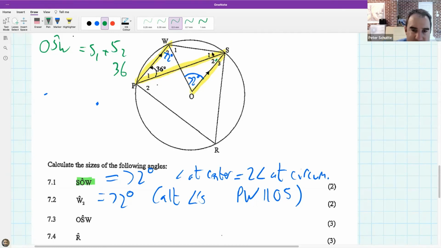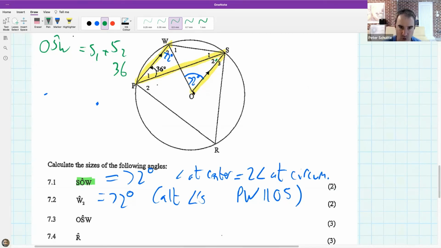How can we get S1? Any ideas? Let's have a look. There might be other ways of doing this. The other thing is that you do get cyclic quads involved here. But there's actually multiple ways we could do this. Let's have a look. So that's 72. Oh, there's radii as well. Oh, there we go. That's probably easier.